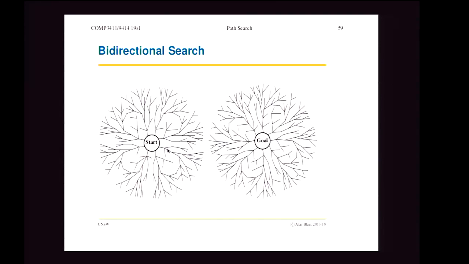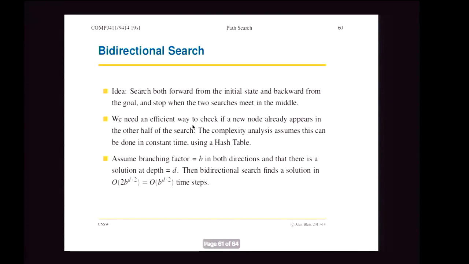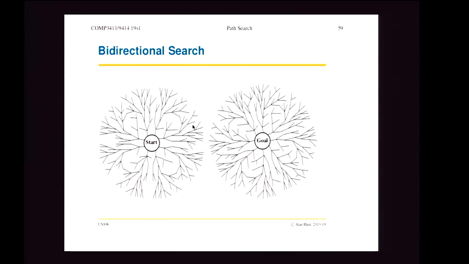So you've got two trees, one expanding out from the start state and one from the goal state, and then when it turns out that one of these leaves is the same as one of these leaves, then you've created a path from the start to the goal. And this is called bidirectional search. Okay?